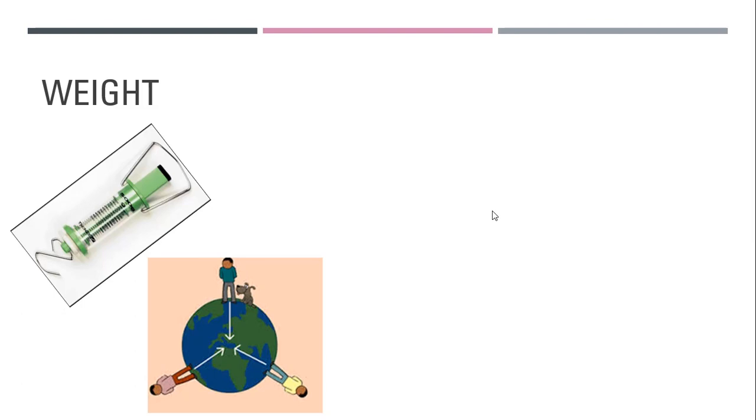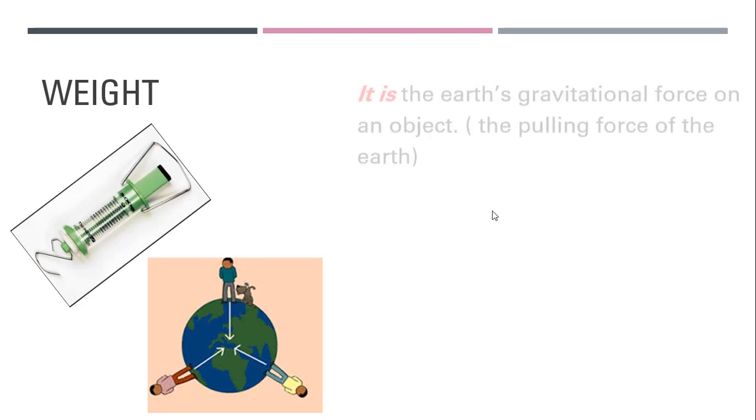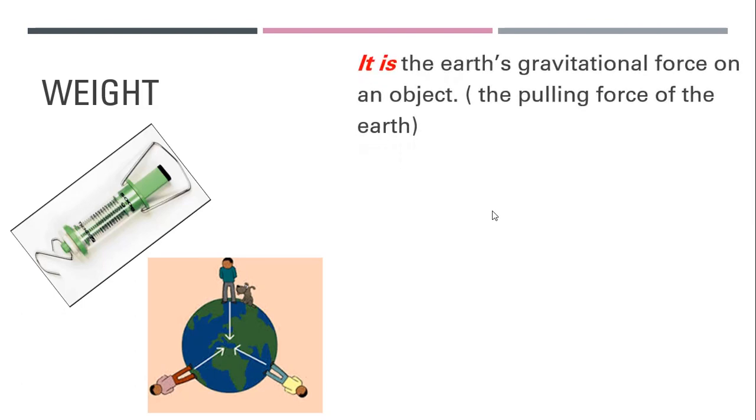Okay, now when it comes to weight, there is a very common misconception that when you measure your mass on the balance, you're measuring your weight. This is actually not correct. What you're measuring on the balance is your body mass, while in fact weight is a different thing. Weight is the pulling force of the Earth on your mass and on any object on any planet. Again, weight is the Earth's gravitational force on an object's mass.